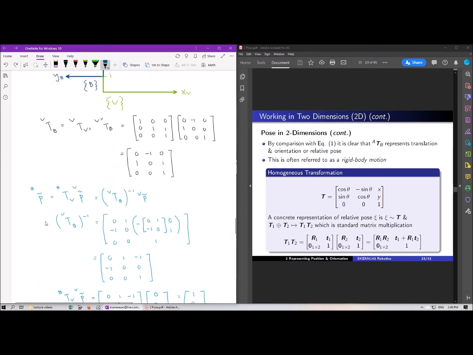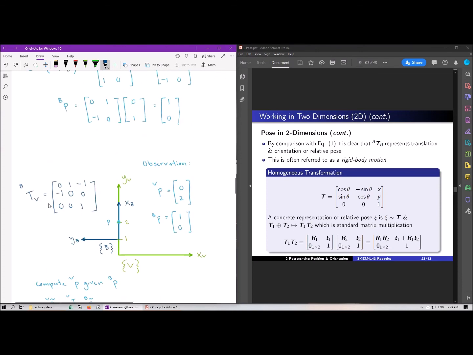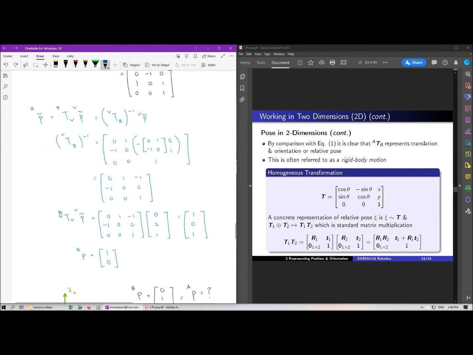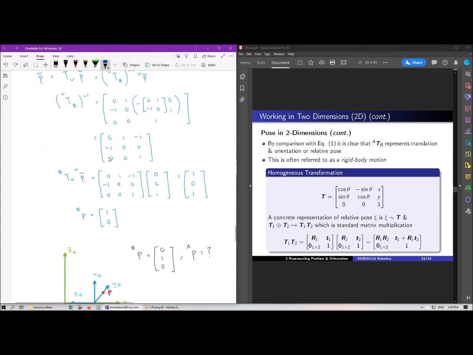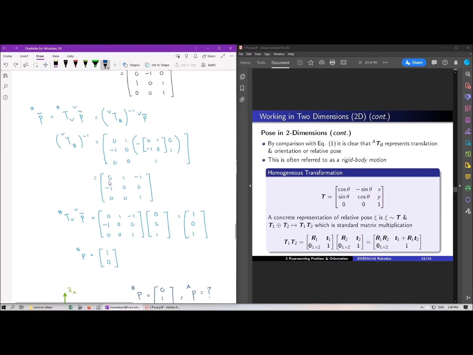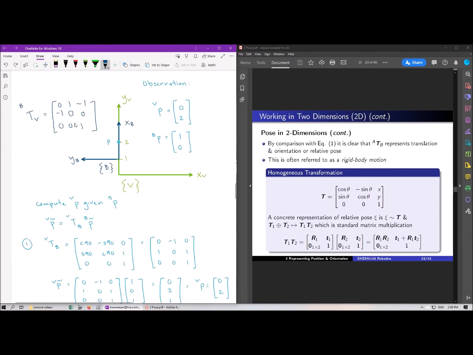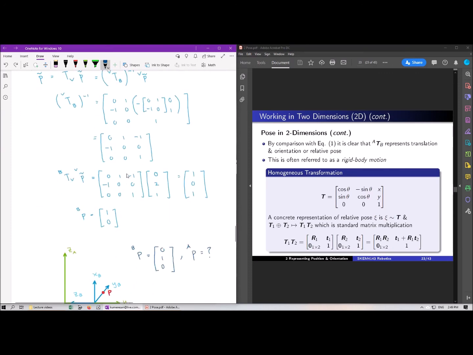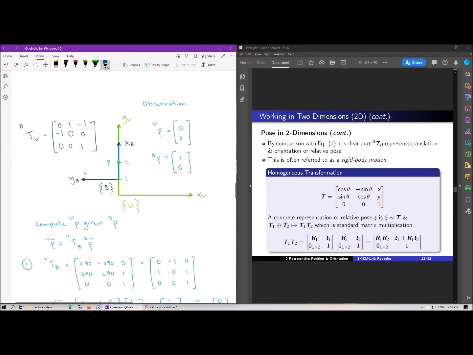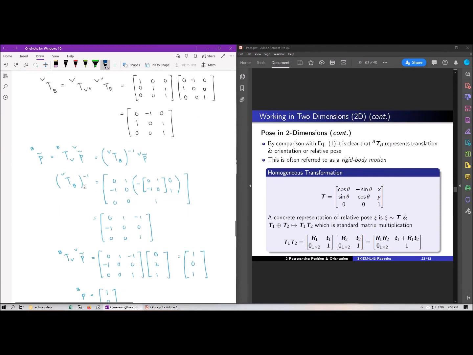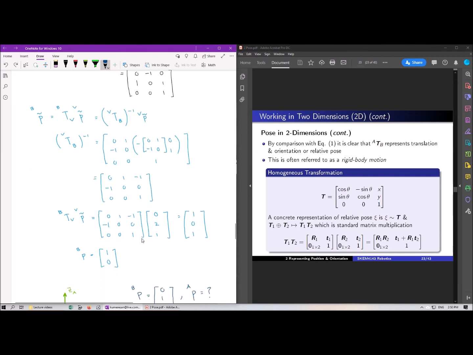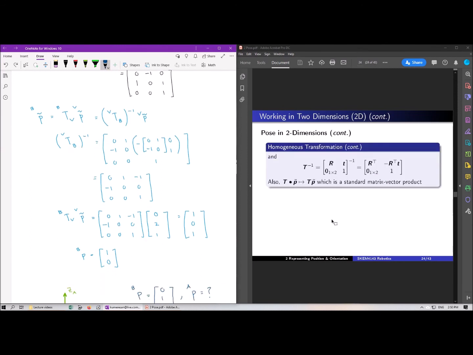Anyway, if you're not confident with that, as you can see, 0, minus 1, 0. 0, minus 1, 0. 1, 0, 0. Minus 1, 0, 1. Minus 1, 0, 1. Okay. So, or we can just apply this formula.